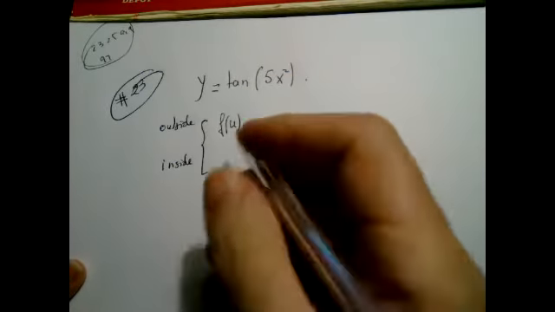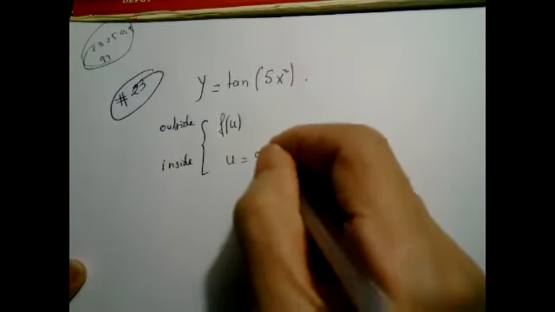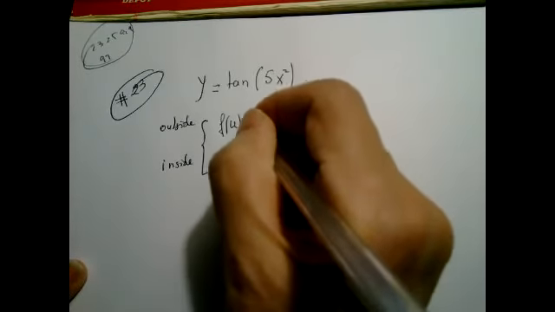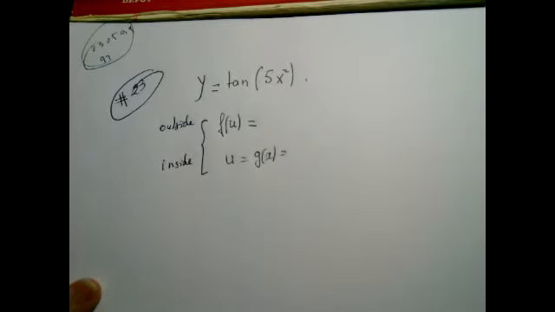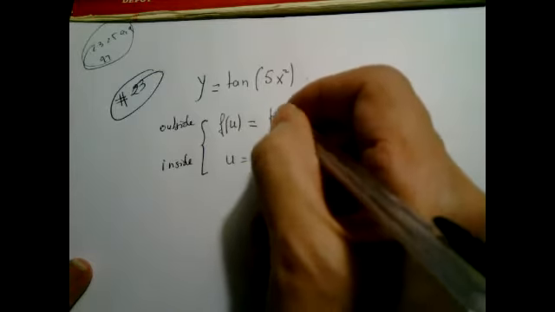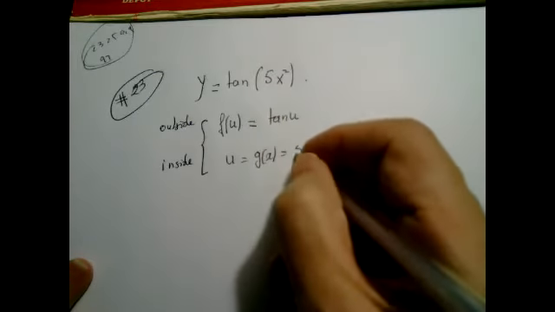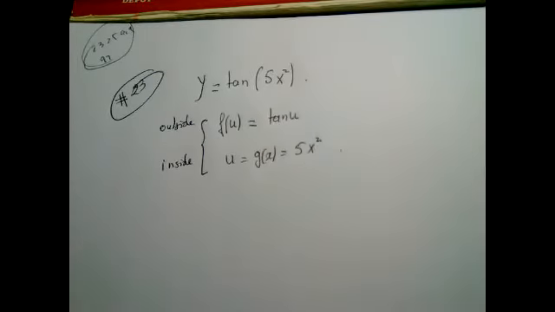I'm going to call it f of u, and u is the inside. So what's the outside function in this scenario? Okay, I'm listening to you. Okay, so the outside is the tangent function. So we're going to write here tangent u. And the inside is basically what's left.